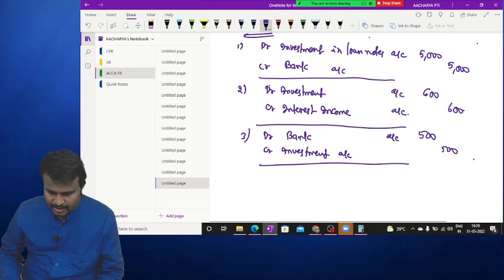Is it a fair value gain or fair value loss? Gain 7,000. Then we transfer that 7,000 to which account? Other comprehensive income or P&L? P&L. So in the statement of profit and loss, the fair value gain is shown as 7,000.